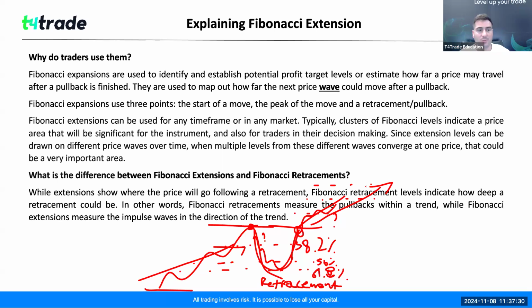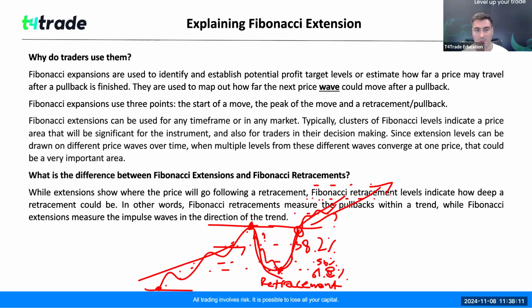Okay, so Fibonacci expansions use 3 points: the start of the move, the peak of the move, and the retracement of a pullback. So the starting point is here, the end point is here, and this is the retracement bottom. You're going to draw a line like this. In the tool, you connect these levels, and from there the Fibonacci extension tool is going to extend, giving you, manually or by itself as a computer algorithm or technical indicator, the levels where price action is going to be important using this Fibonacci rationale.